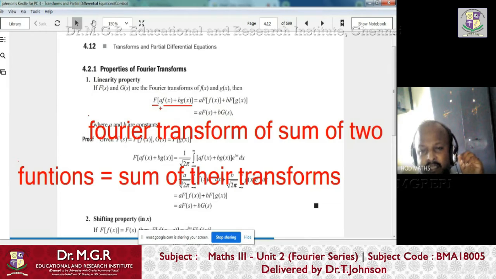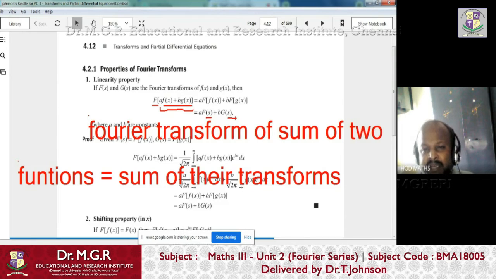How? See here, a f of x plus b g of x. The entire thing we consider as a single function, that is the sum of two functions. f of x is one function, g of x is another function. Say f of x is sin x, g of x is cos x. So sin x plus cos x is again a function of x. So finding the Fourier transform of sin x plus cos x is the same as finding the Fourier transform of cos x separately and finding the Fourier transform of sin x separately, and then adding.